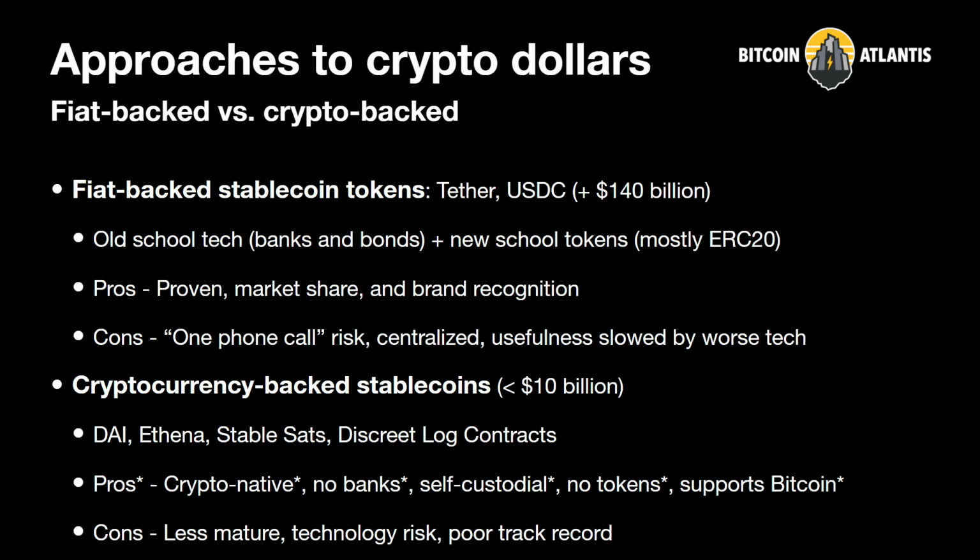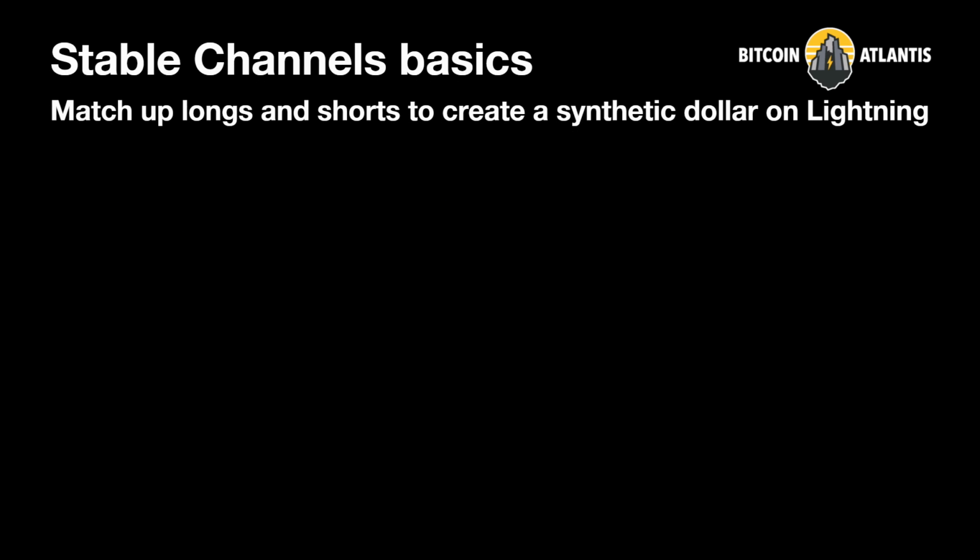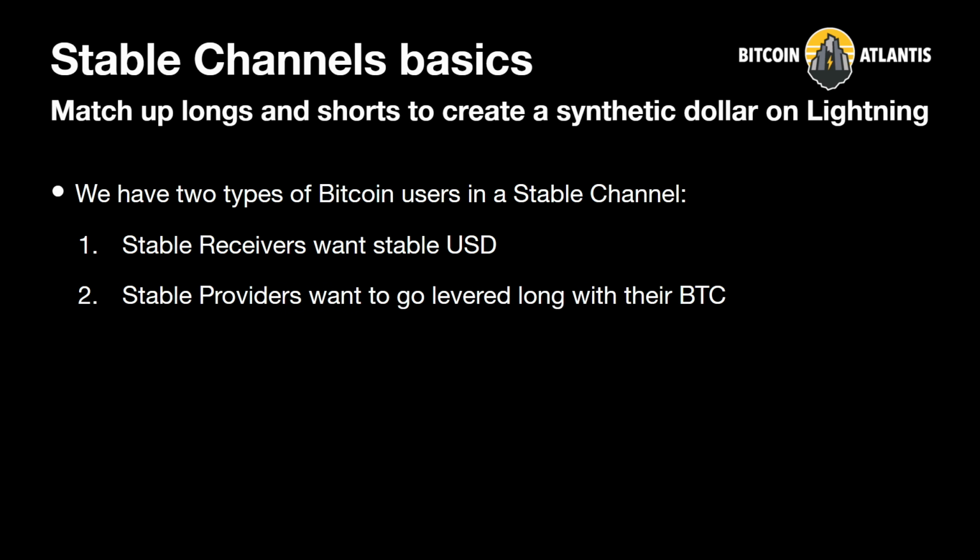The basic idea is to match up longs and shorts to create a synthetic dollar on Lightning. How's that work? Well, we have two types of Bitcoin users in a stable channel. On the one side is stable receivers, and on the other side is stable providers. Stable receivers want to put in Bitcoin to a Lightning channel and stay stable in dollar terms. And stable providers are willing to provide that stability to the stable receiver.